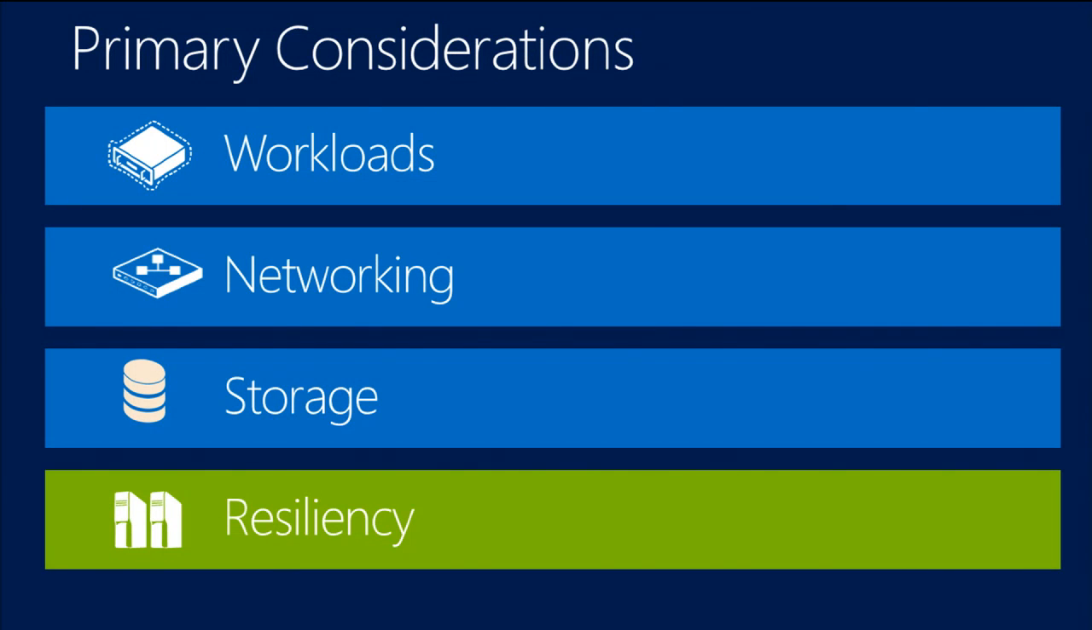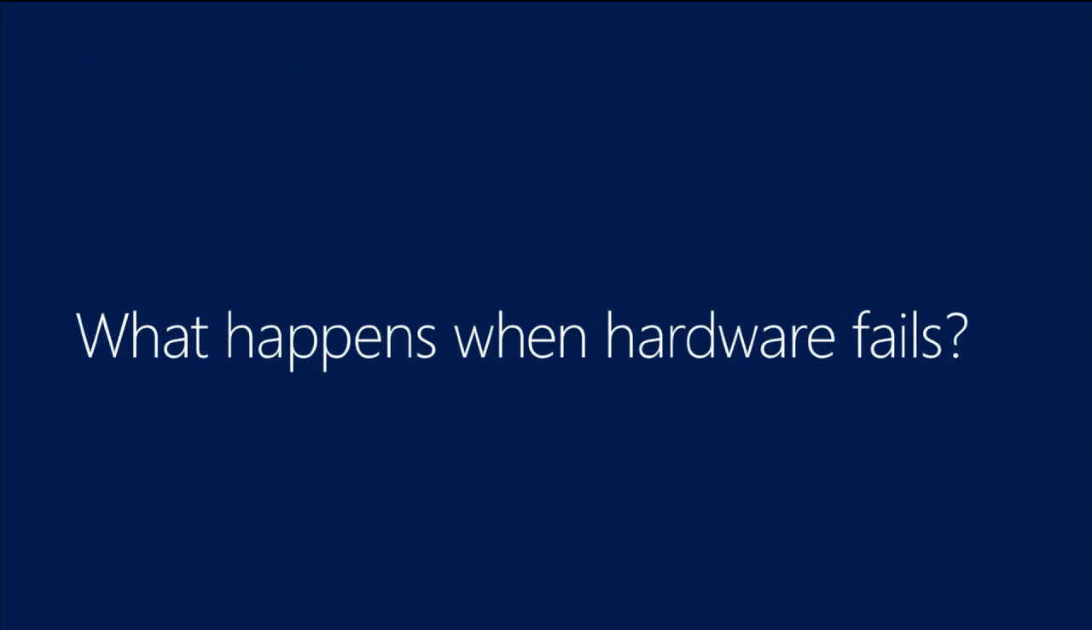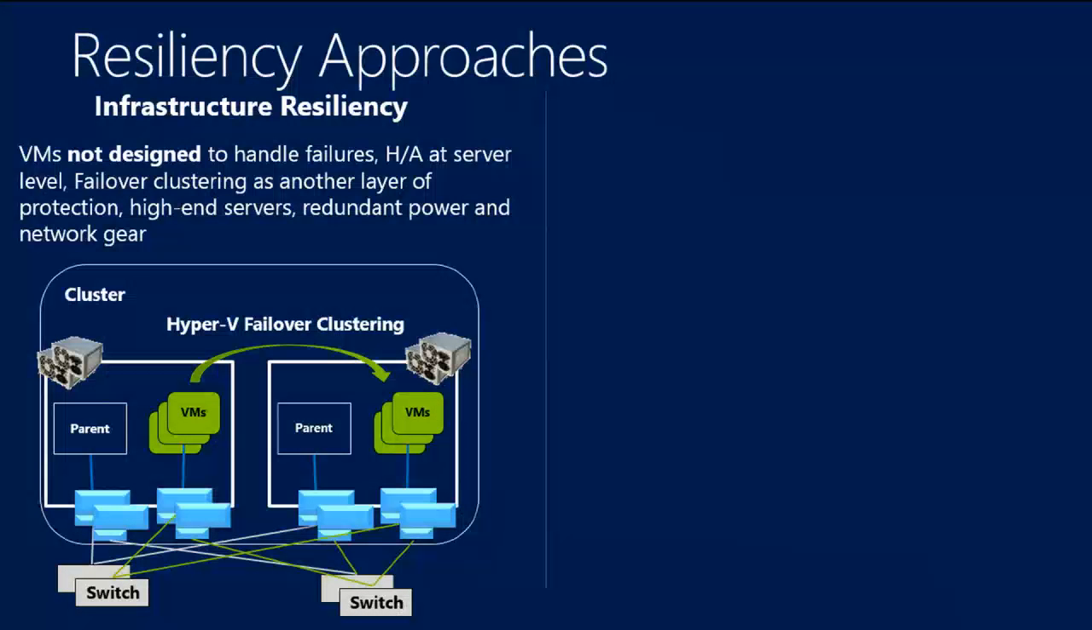Let's talk about resiliency. So we touched a little bit on the workload, but really the question is, what happens when hardware fails? Or more accurately, what happens to an app or a tenant VM when hardware fails? And there are two approaches. One is that you can say, hey, my infrastructure, part of my SLA, is that I will guarantee to you that even if my hardware fails, your app doesn't.